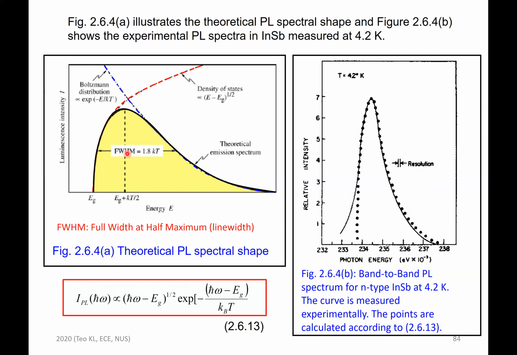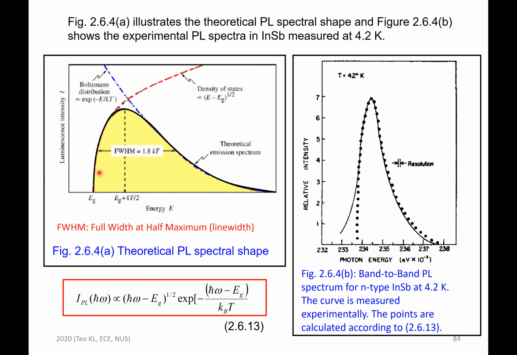Now there is this term called full width at half maximum. Basically, you take the maximum intensity, which is at the peak of the spectrum, and at the middle, which is 50%, you measure this width. This is known as the full width at half maximum. Sometimes we call this the line width. You take the peak intensity, and at the 50% value, this is the full width at half maximum.